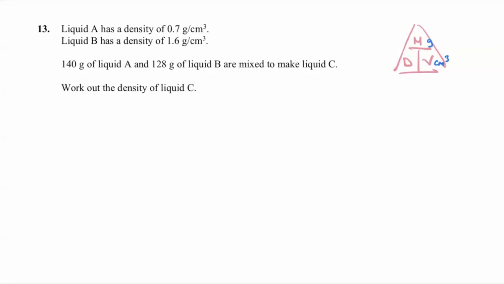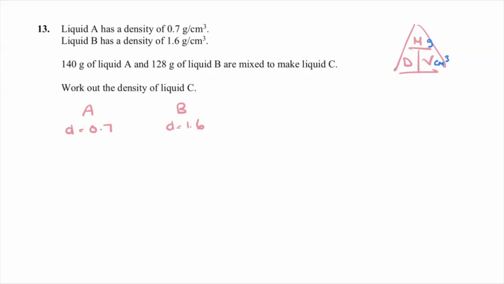Okay, so we've got 3 liquids in the story. We need to be organized with the information. So for liquid A, we've been told there's a density of 0.7. For B, our density is 1.6. We've got 140 grams.